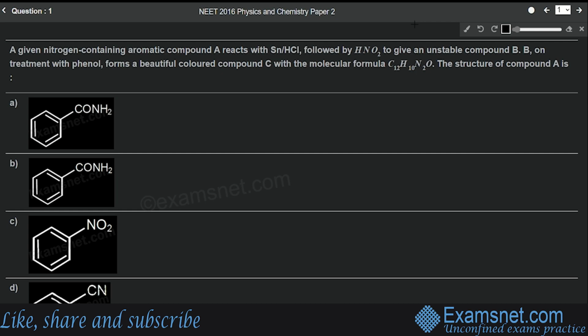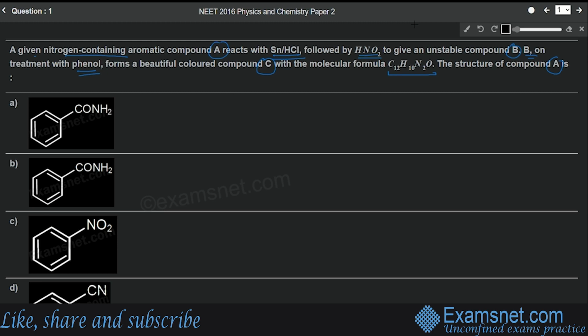The first question is from the chapter amines, and the question is: a given nitrogen containing aromatic compound A reacts with Sn and HCl followed by nitrous acid to give an unstable compound B. B on treatment with phenol forms a beautiful colored compound C with the molecular formula C12H10N2O. The structure of the compound A is, okay. So we have to identify the starting compound A.